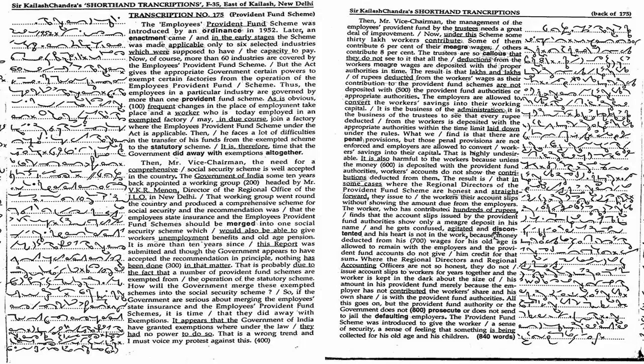Where the regional directors and regional accounting officers are not so honest, they do not issue account slips to workers for years together, and the worker is kept in the dark about the size of his amount in his provident fund merely because the employer has not contributed the worker's share, and his own share is with the provident fund authorities. All this goes on, but the provident fund authority or the government does not prosecute or send to jail the defaulting employers. The provident fund scheme was introduced to give the worker a sense of security, a sense of feeling that something is being collected for his old age and his children.